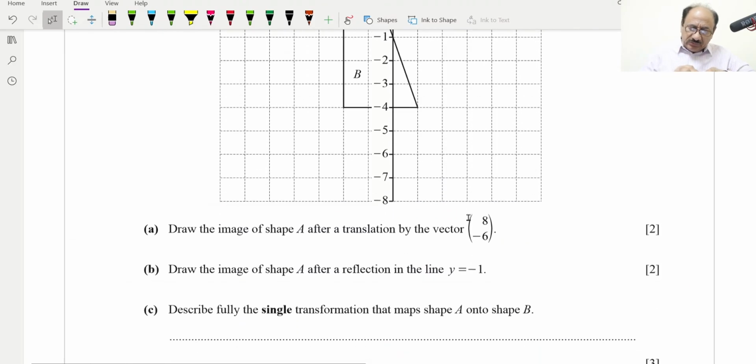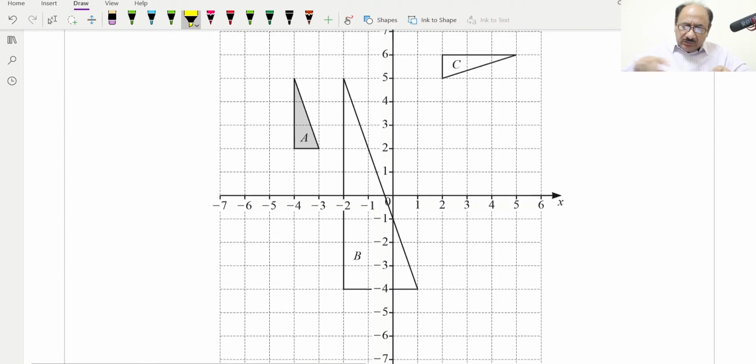The first question is draw the image of shape A after translation. This matrix is provided, 8 and minus 6. So A we will be translating by 8 and minus 6. We can check this point will be going to the right. 8 will be 1, 2, 3, 4, 5, 6, 7, 8. It will reach over here, and minus 6 it will go down from here. So 1, 2, 3, 4, 5, 6. So we will reach over here.